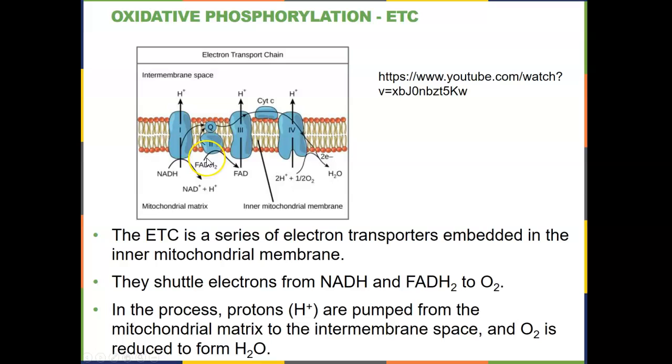FADH is not quite so, it's a little more electronegative, so it can't hand off its electron here. It's actually more electronegative than this, but it's less electronegative than this protein here. So FADH transfers its electrons here, which run through this proton pump and this proton pump. So FAD, the 2 electrons coming off of it, pump 2 protons. And the protons are storing energy here.